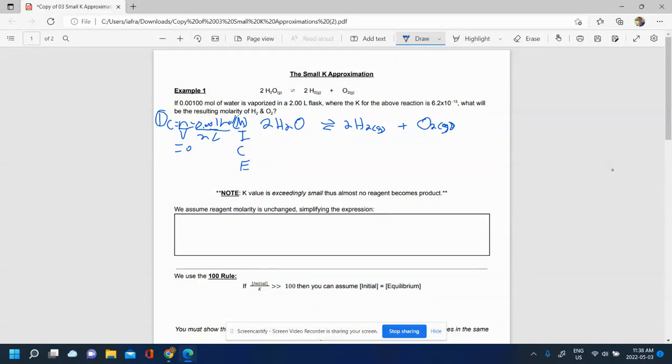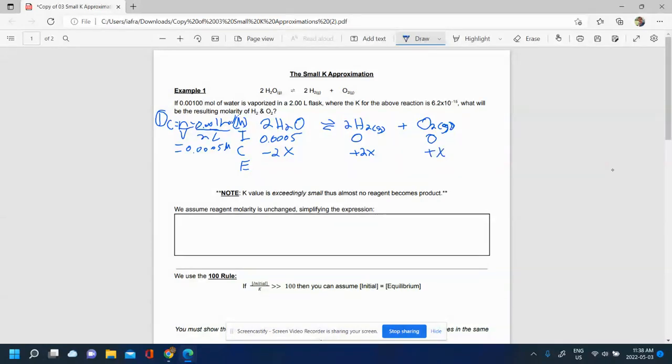And I get 0.0005 moles per liter, or molar. So 0.0005 molar. I have 0 of this and 0 of this. And my change is minus 2x over here because I'm losing water, but I'm producing hydrogen and oxygen. So essentially plus 2x over here and plus x over here, because it's based on my molar coefficients.